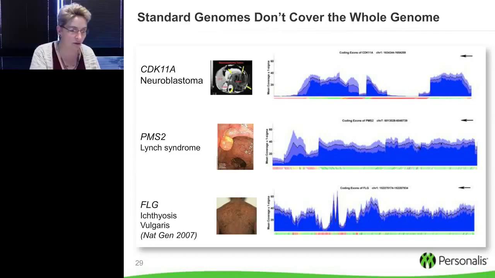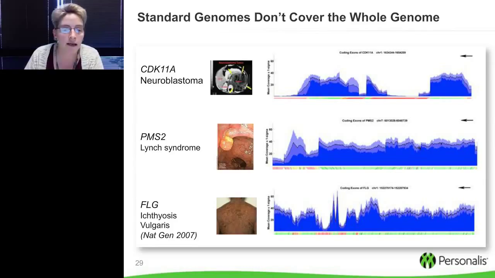But in practice, that's not really what happens, because what we can see here, this is 30x whole genome sequencing, and what I'm showing you is a coverage plot. So what we've done in the x-axis is we've removed the introns from the gene, so we're just showing the exonic regions of the gene. In dark blue, we're showing a standard deviation below average, and in light blue, it's a standard deviation above average. And so what we can see is actually wild variability. So even though on average this genome was covered at 30x, we see regions in these medically important genes that either have no coverage, or they might have wildly variable coverage, so they perform very differently from assay to assay.